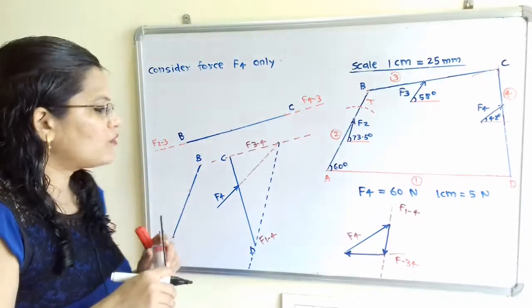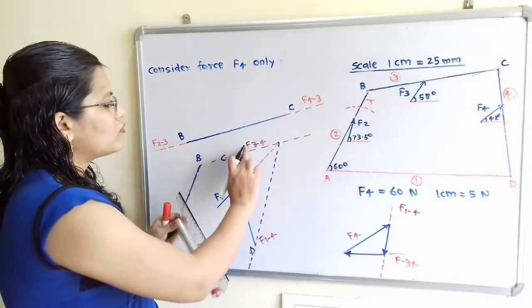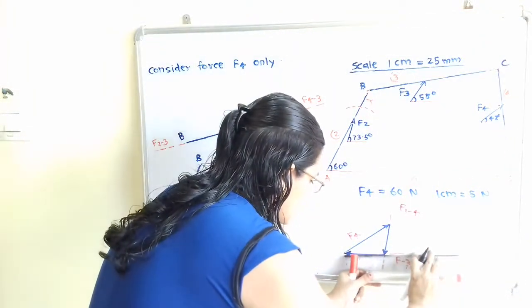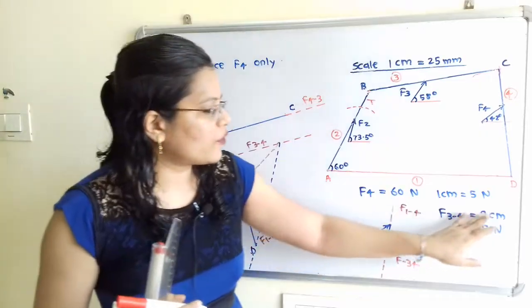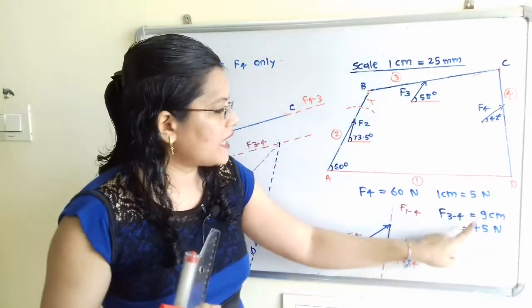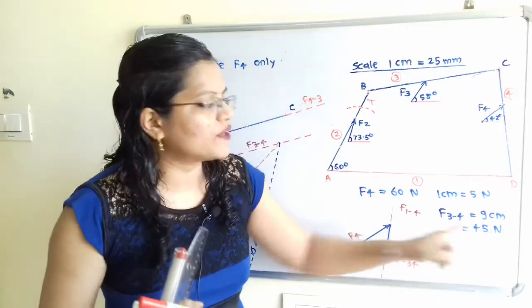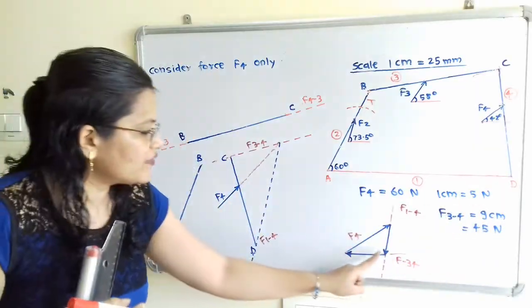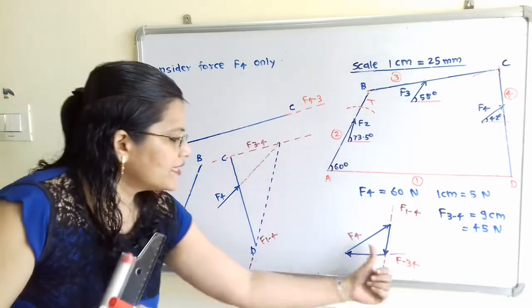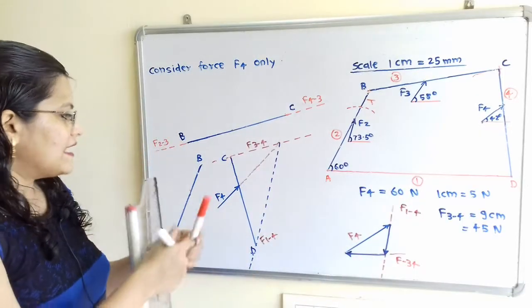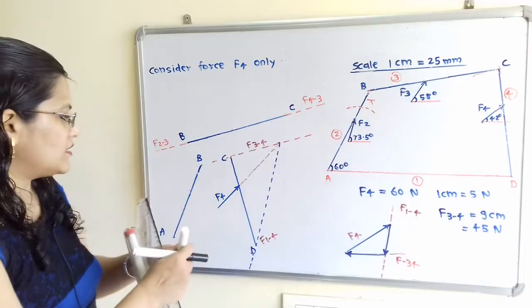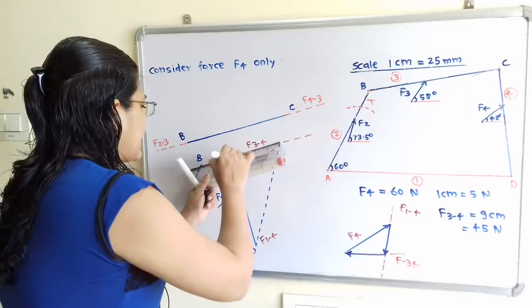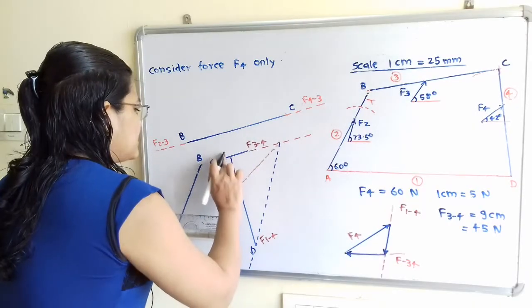Now we will find out the magnitude. How to find out the magnitude of F of 3 to 4? For that we have to measure this length. This F of 3 to 4 is equal to 9 centimeter, and 9 multiplied by 5 is equal to 45 Newton. So this is the magnitude. And what is the direction? If we observe, F of 3 to 4 has direction towards the left hand side. So I will show here for F of 3 to 4 this is the direction, that is towards the left hand side.